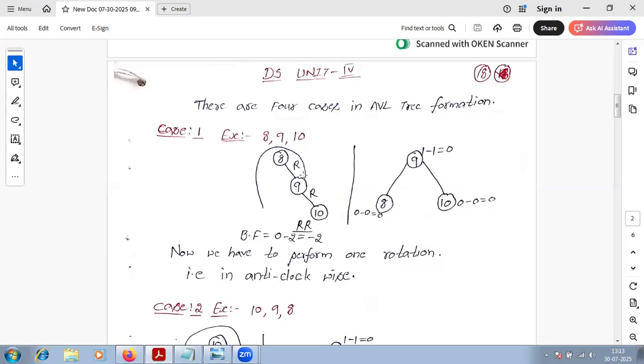Now, how do we convert this tree into an AVL tree? How did the problem occur here? The balance factor is not balanced here because we placed one element to the right and then placed another element to the right again.